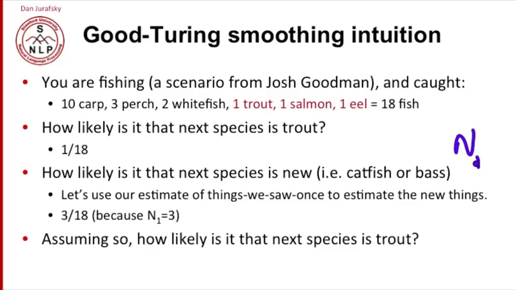Well, I already asked you that question, but before I said 1 over 18, and that can't be true anymore. It must be less than 1 over 18 because we've used some of our probability mass from the original 18 fish. We've saved some of that for these new fish that we've never seen before. We've removed 3/18 of our probability mass, and so we now have to discount all of our probabilities for the other fish downward a little bit. How are we going to estimate what this discount factor is? How much should we reduce all of these counts?